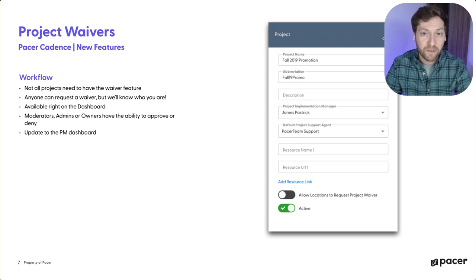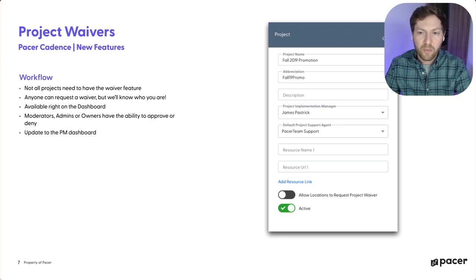So Waivers. It's a new workflow. It's something new to the application that you haven't seen before. And at the beginning, this won't be available to everyone. This will be a specific feature that whoever is your account holder for Pacer at your corporation or company, they can reach out to myself and have this feature turned on. So when you're creating a project, as the project manager or implementation manager, you can decide whether this project should have the waiver option or not.